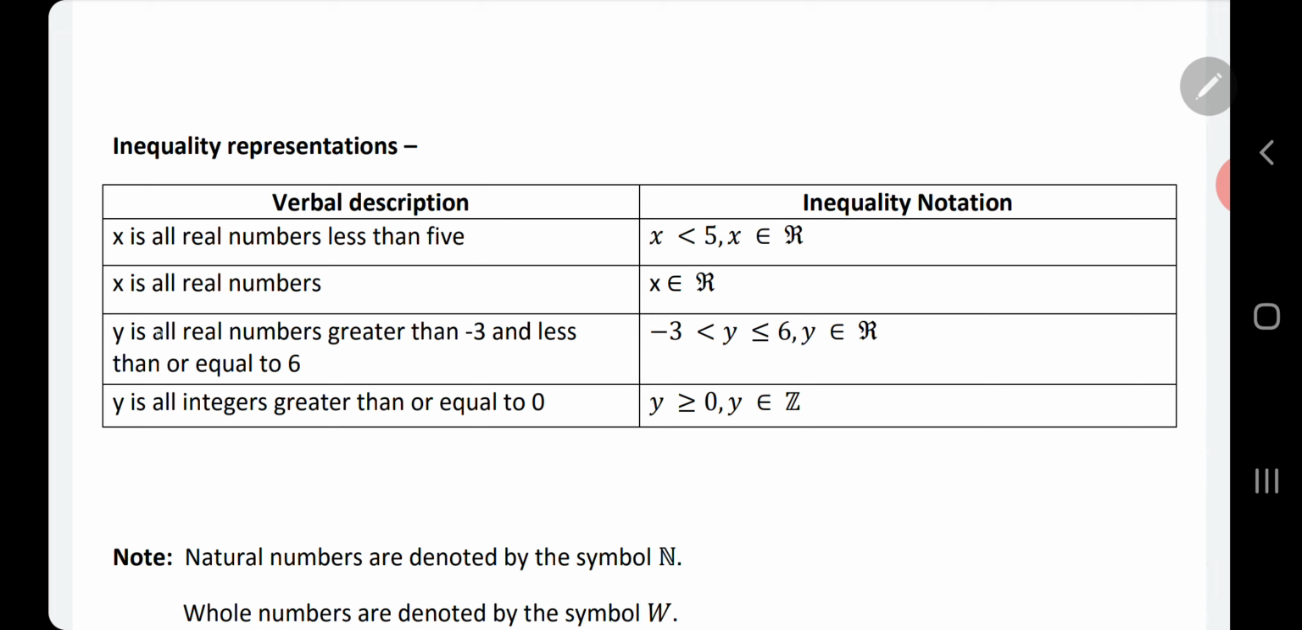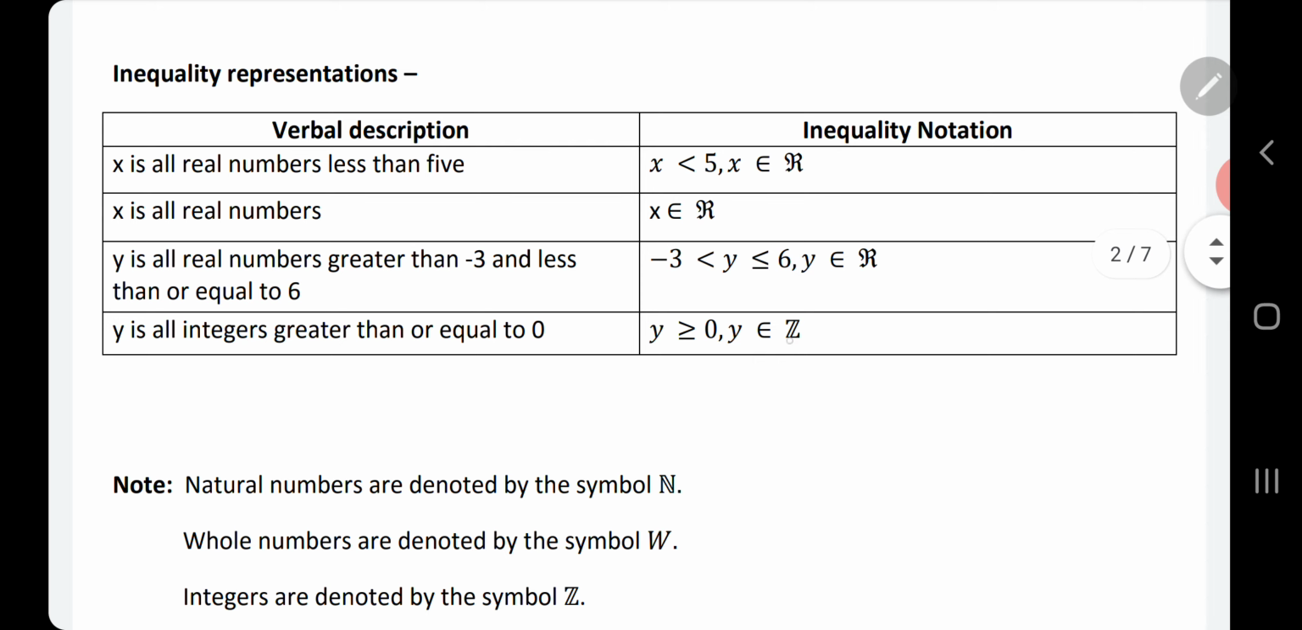Verbal description: y is all real numbers greater than -3 and less than or equal to 6. Writing that in inequality notation, just using symbols, we have y is greater than -3, but less than or equal to 6. And once again, y is an element of the real numbers. Another verbal description: y is all integers greater than or equal to 0. So again, writing that with symbols, or inequality notation, we have y is greater than or equal to 0, and y is an element of the integers.